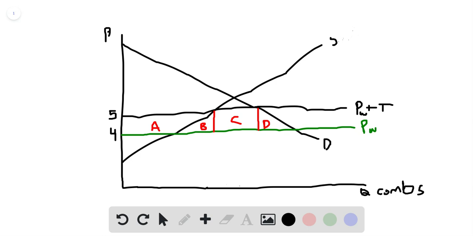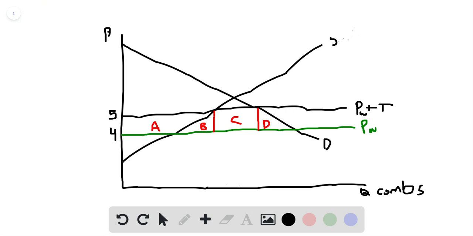Consumers cut back on the quantity of combs that they purchase at a higher price with a tariff, but they lose the surplus that they were going to receive from buying these combs.